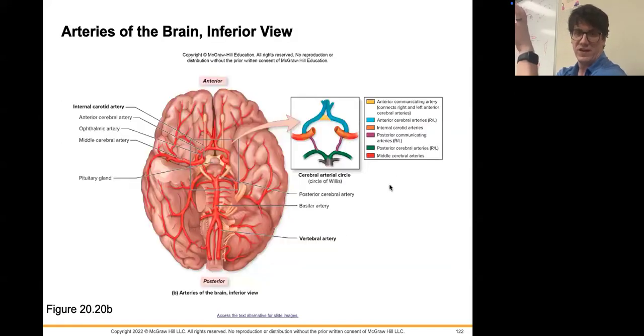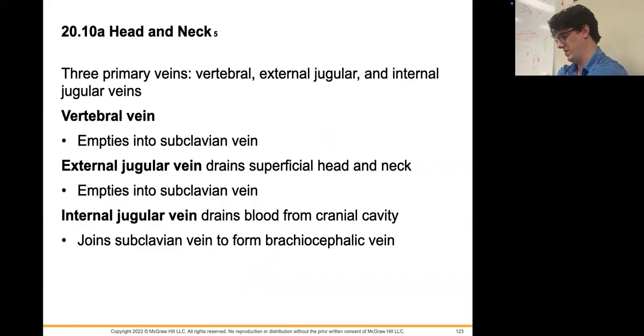Oh, here's a fun one though. We have a little anastomosis right here in the brain. This one is going in a little circle. So we call this the cerebral arterial circle or the circle of Willis. You don't need to know the names and parts and the pieces of the circle of Willis just because I'm not mean. They are fun, but that's what it is. It's basically this little circle right here around the pituitary gland.